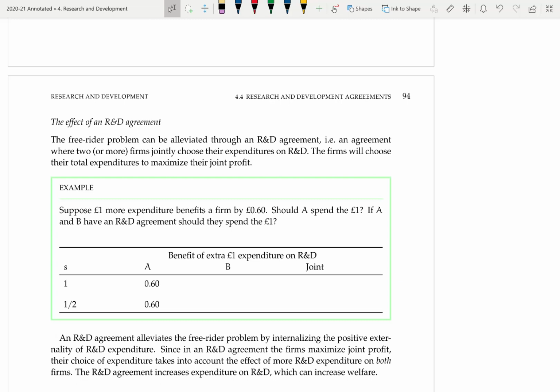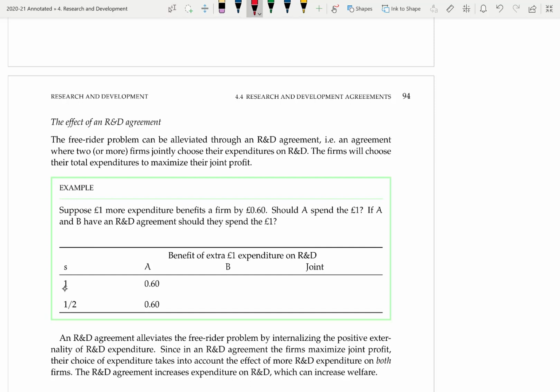So as an example, to see what the effect is of an R&D agreement, let's think about an example where £1 of expenditure benefits the firm by 60p. Should that firm A spend that £1? Well, no, that firm should not spend that £1 because the cost is more than the benefit to the firm. What about if they have an R&D agreement? If A and B have an R&D agreement, then it may be that it's worthwhile to spend that £1. It depends on the degree of the spillovers.